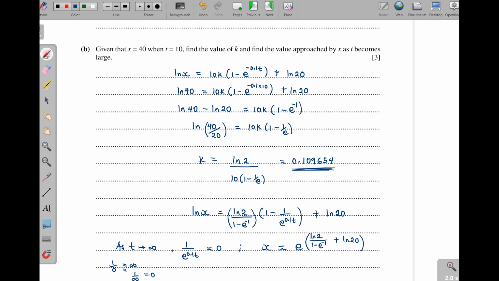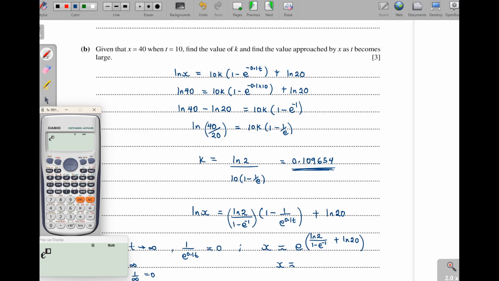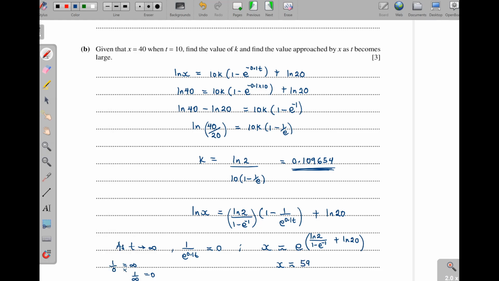So when we press this in the calculator, this x here tends to which value? E to the power of, we are going to have a fraction here. This is natural log of 2. And then down here we are having 1 minus e to the power of negative 1. Then after that fraction there, we have natural log of 20. Then all together, what we have? 59.9. So it is 59.9. That is to 3 significant figures. And that is that.